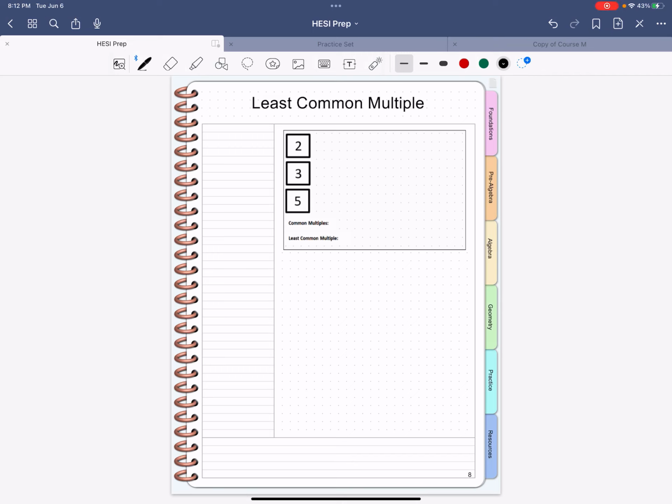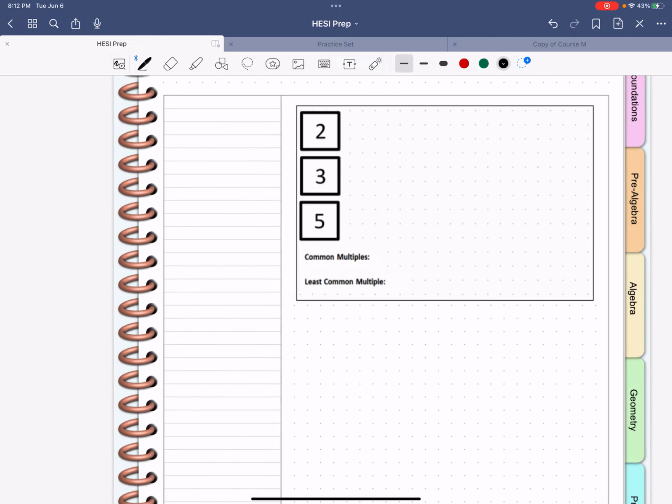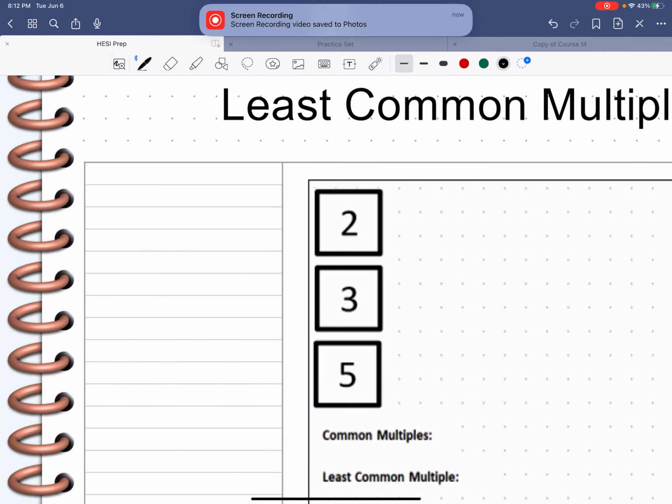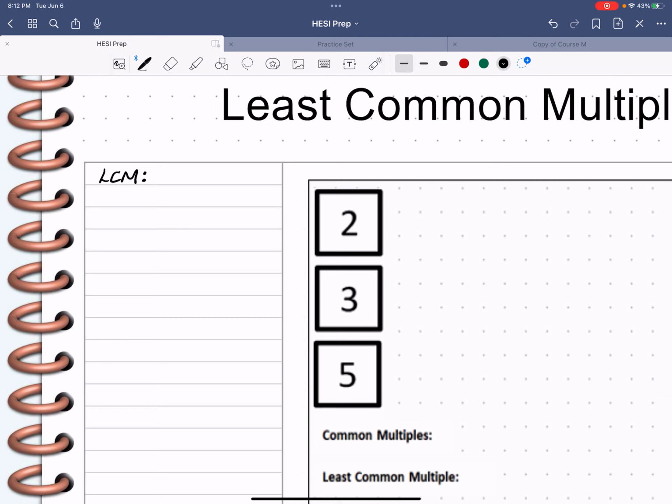On page 8, we're looking at the skill of least common multiple. Hopefully with this one, the LCM, as soon as I say multiple, think of your hand. Think of counting up on your fingers. A least common multiple is exactly what it says. It's the smallest multiple that numbers have in common.